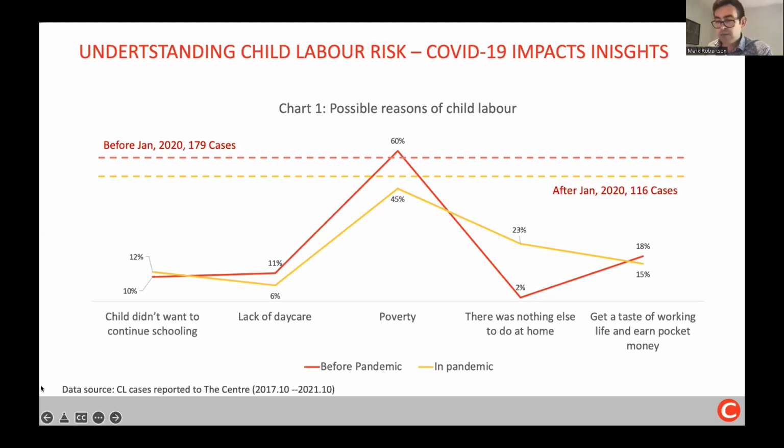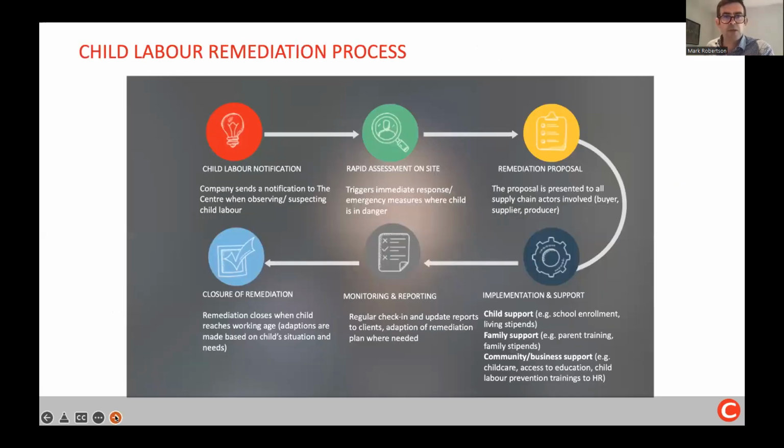And from a brand perspective, it's really important that you're able to think about how these different issues will come into play in your sourcing approach and the work that you're doing to address and monitor risk on an ongoing basis. But in terms of how to approach child labour, what we have developed at the centre is a clear process for addressing child labour risks in supply chains. And there are clear steps that we take to address child labour risk.